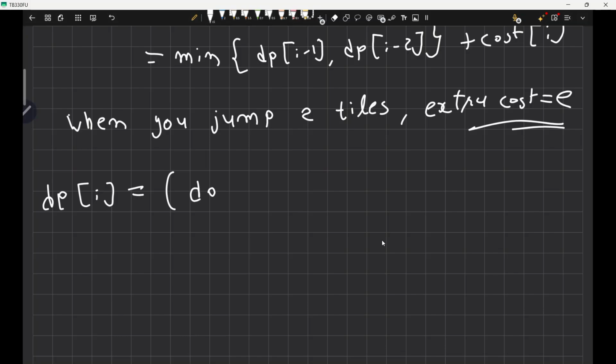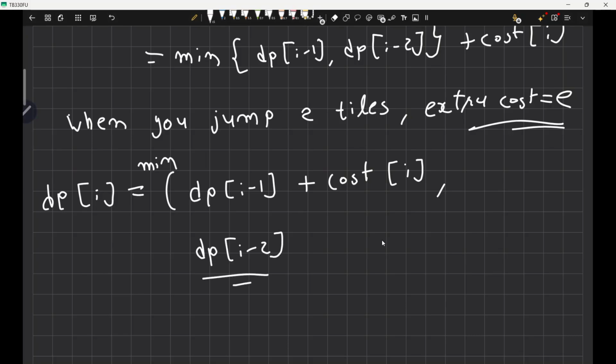So the cost to come to this I from the I minus 1 tile is this one plus the current element, or the cost of the current element, or so this is the minimum, or you come from the I minus 2. So you just give the cost to come till I minus 2. So you come at I minus 2 with the minimum cost possible, then you give the extra cost, and then the cost of the current one. So that's it. This is it. So that's how easy the transitions are.